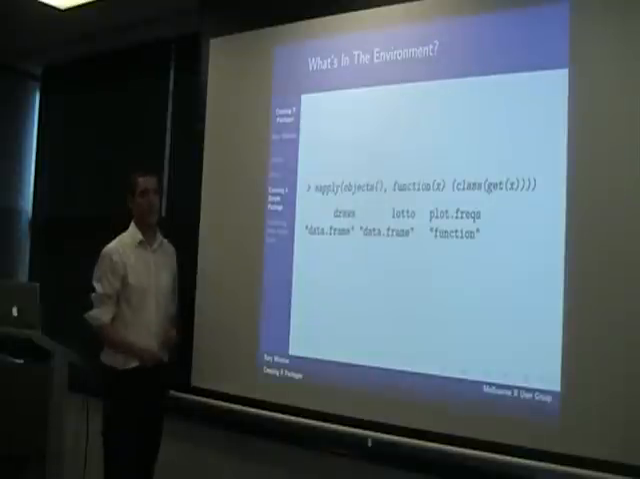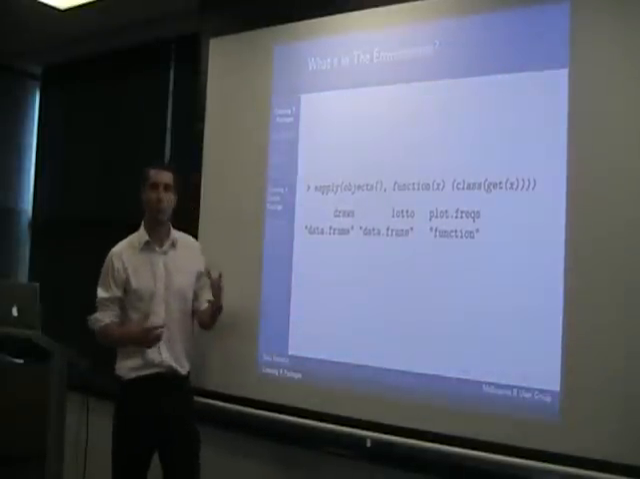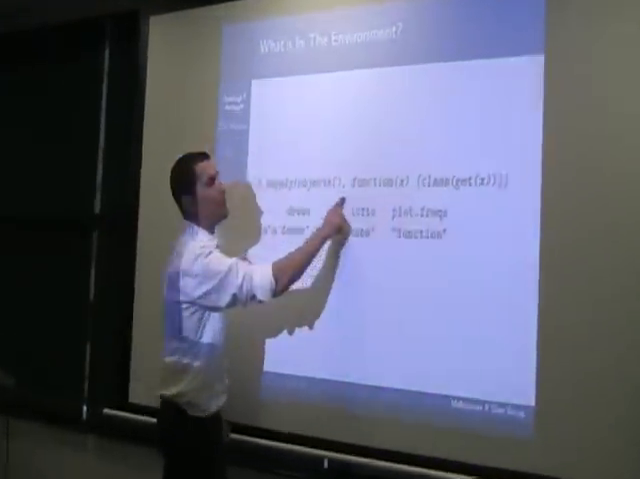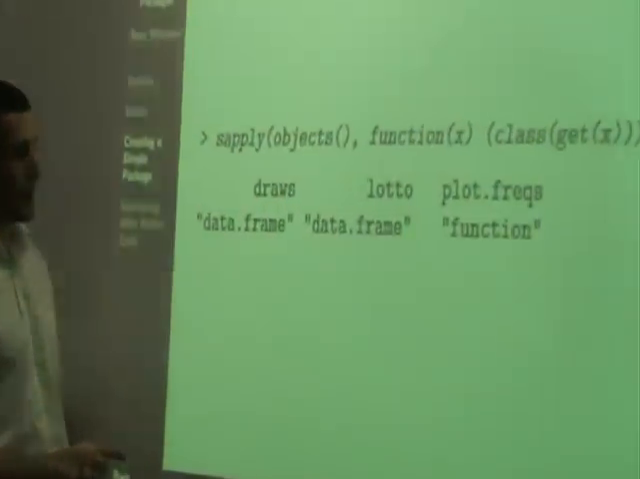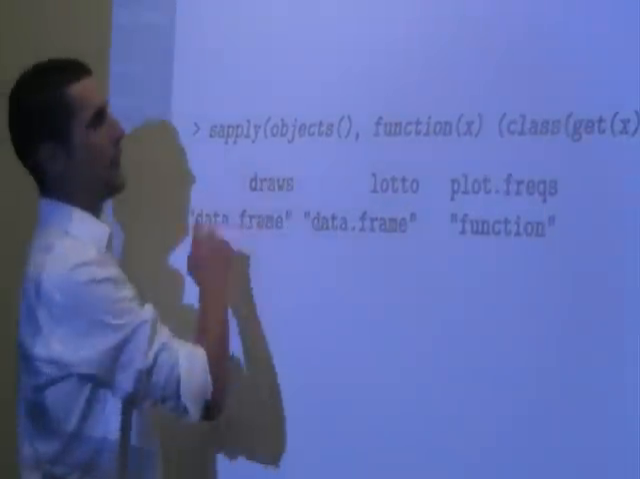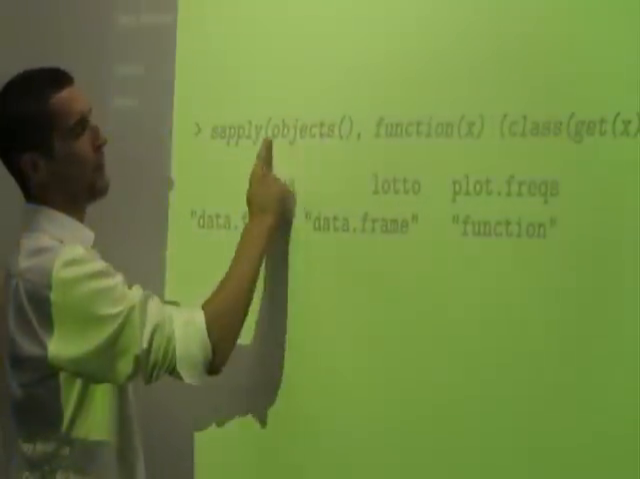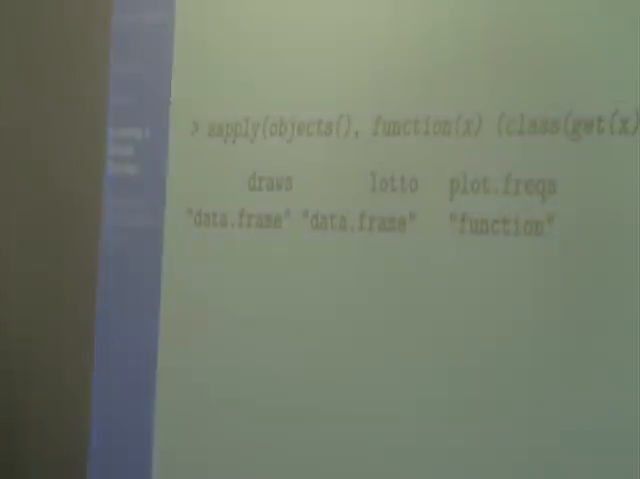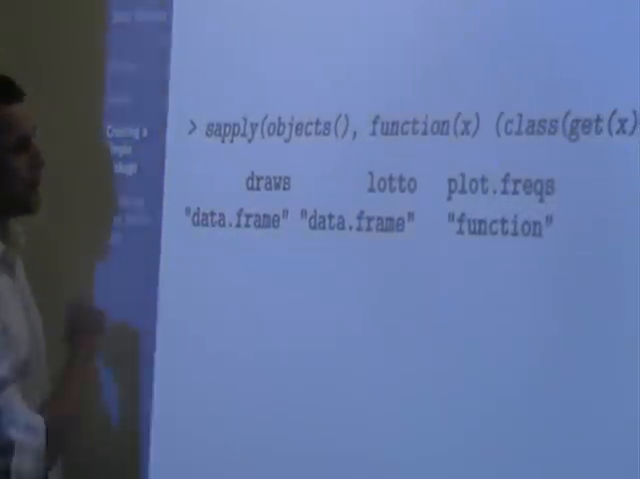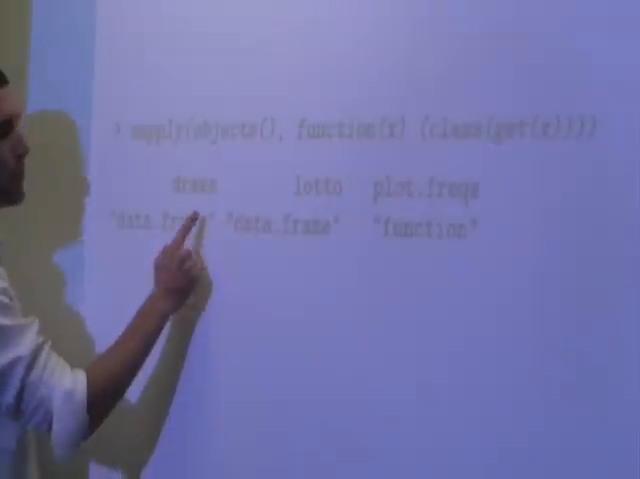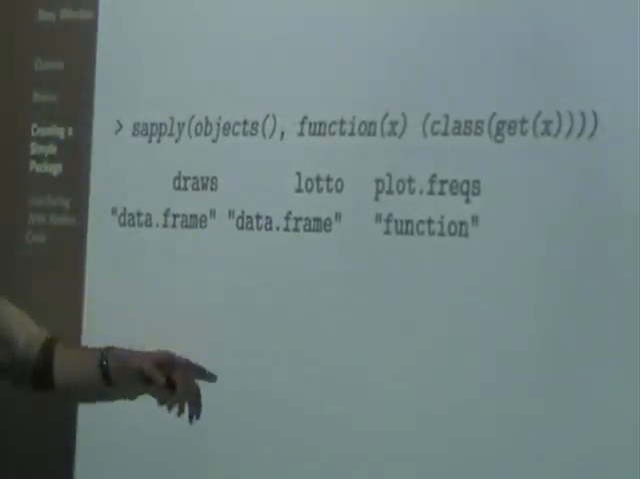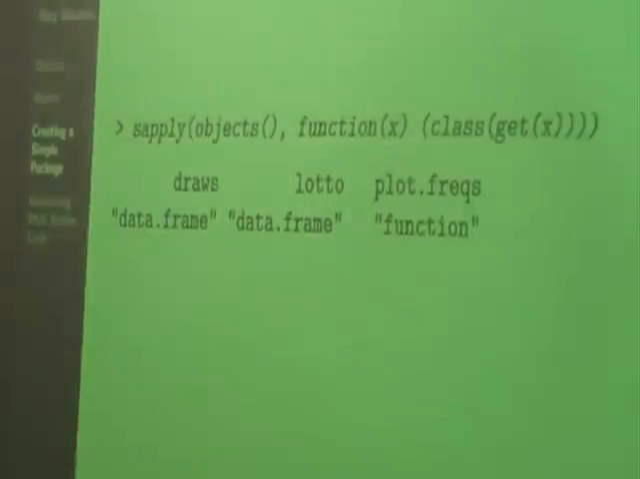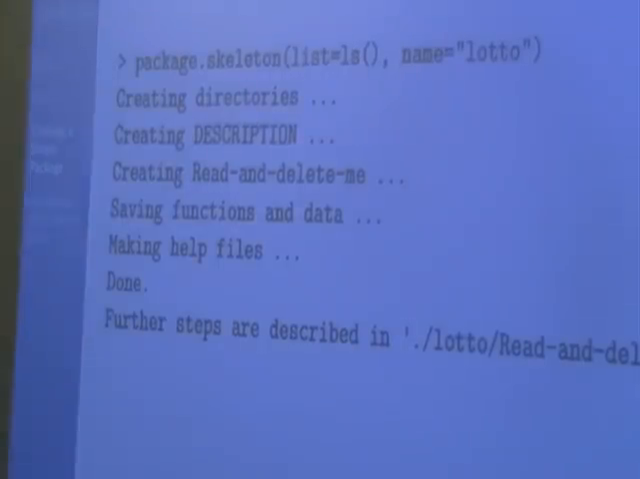So before I create my package, I want to see what I've got that I can put into my package. So this function is just something I ran in my workspace to just show me what objects are in my workspace, and for each object, print out the class, the type of that object basically. So this shows me I've got 2 data frames, one called draws, one called lotto, and I've got one function called plot frequencies. And this is going to be the basis of the package.